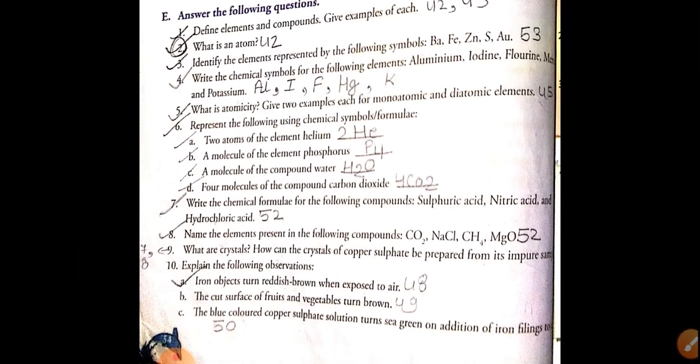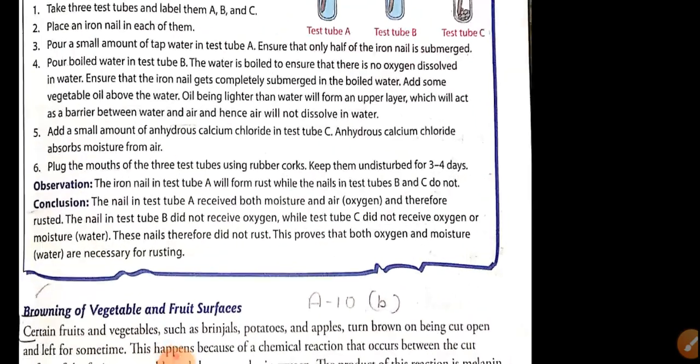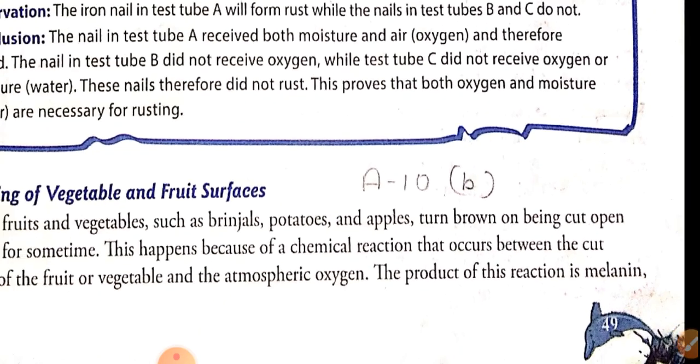Next, the cut surface of fruits and vegetables turns brown. This answer is given on page number 49. It starts from here, 10.